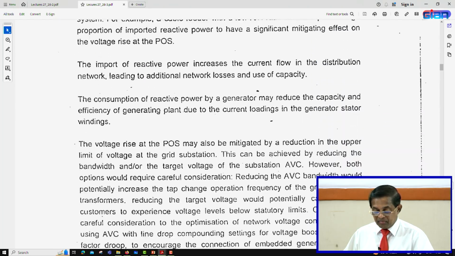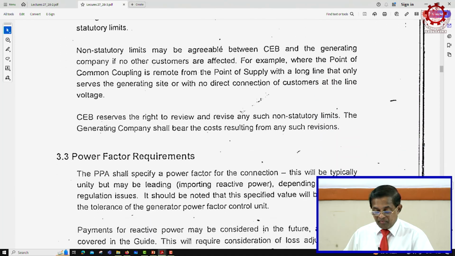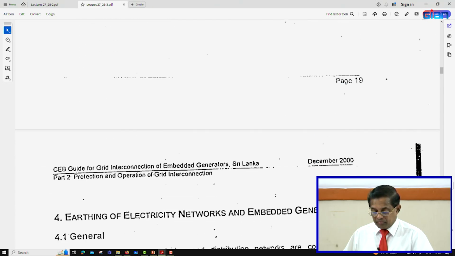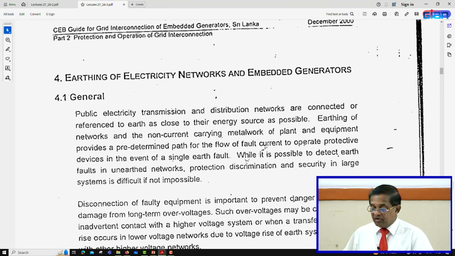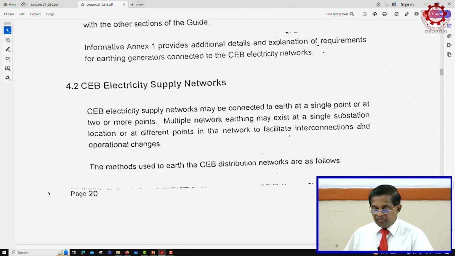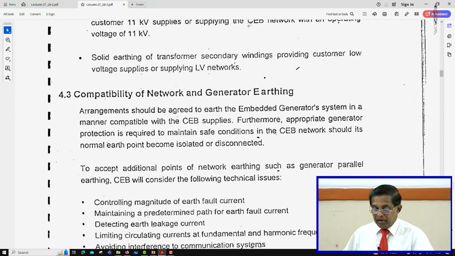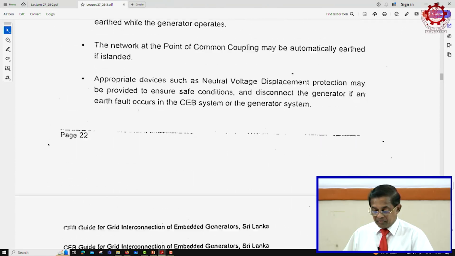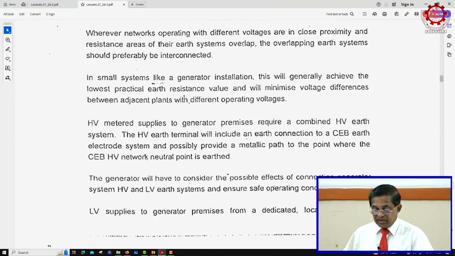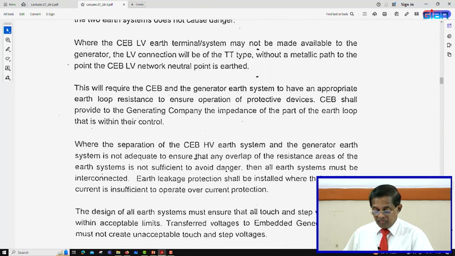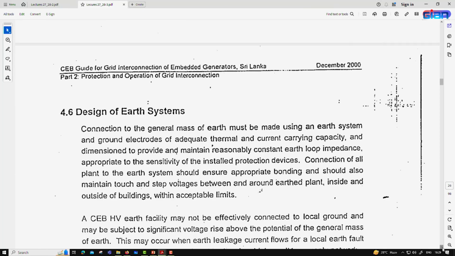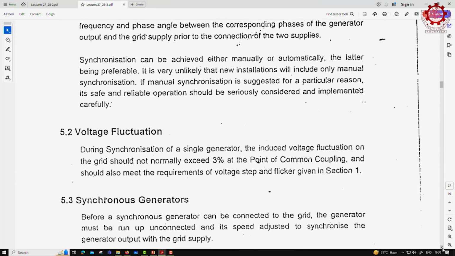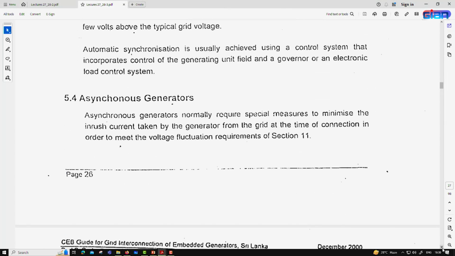Then the voltage regulation, power factor requirement, earthing of electricity network and the embedded generator, right. Compatibility of network and generator earthing, generator parallel earthing. I will skip some of these things. Design of the earthing system, they have various requirements, synchronization of generators, voltage fluctuation, synchronous generators, asynchronous generators.